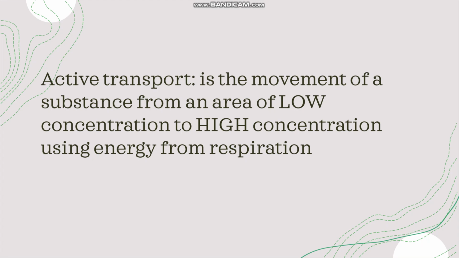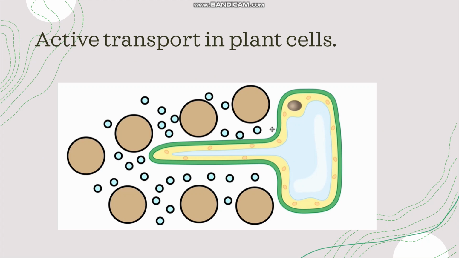So for GCSE, we'd need to know examples of active transport in plants and animals. So we're just going to go through that just now. Okay, so active transport in plant cells. As you can see here, this is a root hair cell. It's a long hair-like extension to increase surface area to absorb lots of water and mineral ions from the soil. So these brown particles are soil particles, and this blue stuff is the water.